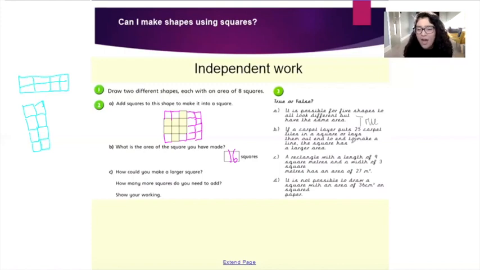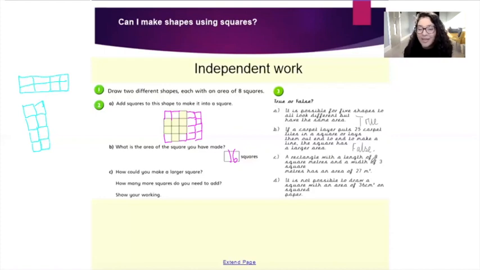Part B: if a carpet layer puts 25 carpet tiles in a square or lays them out end to end to make a line, the square has a larger area. Is that correct? If you said false, you are correct because you're using the same number of squares, so you'll get the same area.